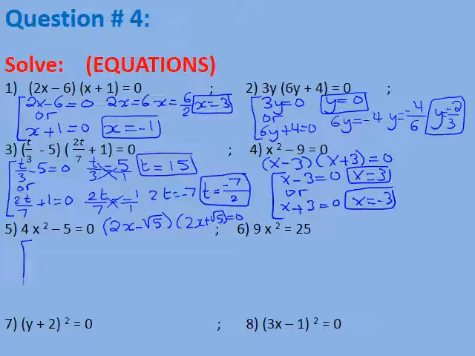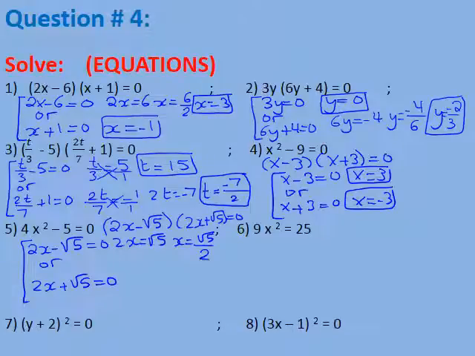How many solutions? 2. Yes, the first one, 2x minus radical 5 is equal to 0, or 2x plus radical 5 equal to 0. Solve the first one: 2x equal radical 5, then x equal radical 5 over 2. The second one, 2x is equal to minus radical 5, x equal minus radical 5 over 2. So this is the first solution, this is the second solution.